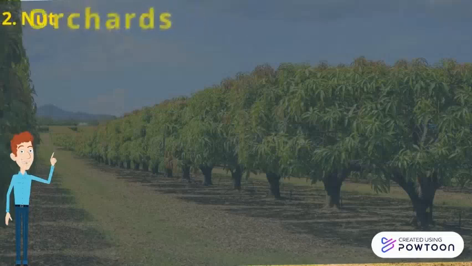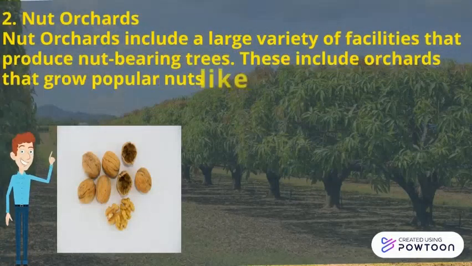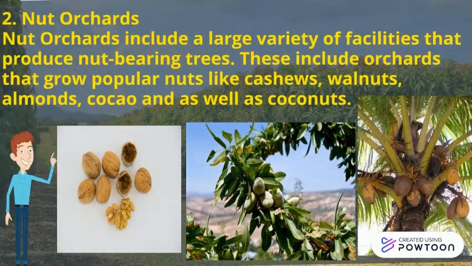Number 2. Nut orchards. Nut orchards include a large variety of facilities that produce nut-bearing trees. This includes orchards that grow popular nuts like cashews, walnuts, almonds, cacao, as well as coconuts.